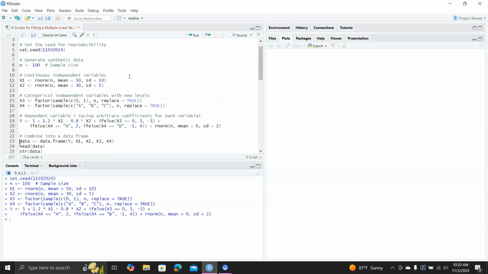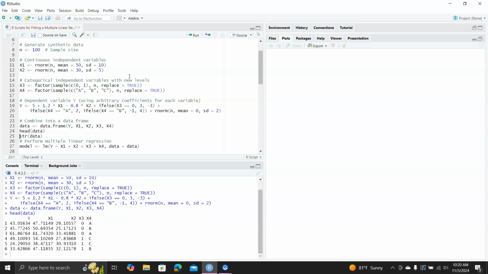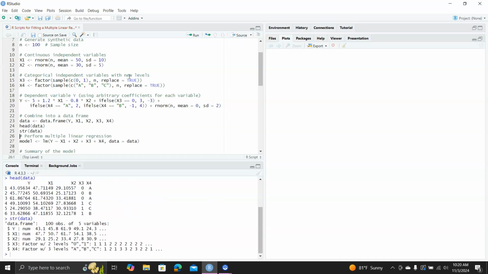Okay. Then we put all these variables together into a data frame. So here's the first few rows of that data frame. And if you look at the structure of the data frame, you can see y, x1, x2 are numeric variables, and x3, x4 are factors.